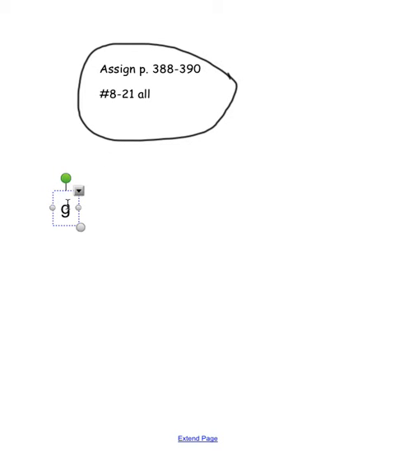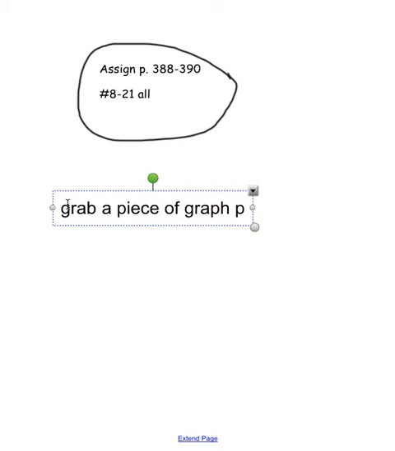Homework for tomorrow is right here. You're gonna need graph paper, so make sure you grab a piece of graph paper. That is for your vertical line test. Good luck.